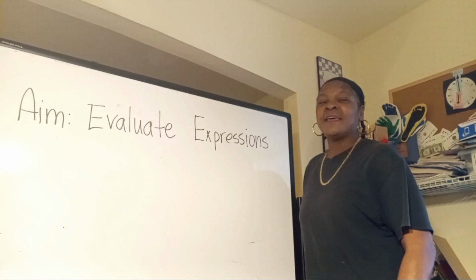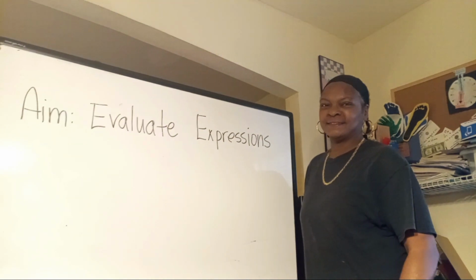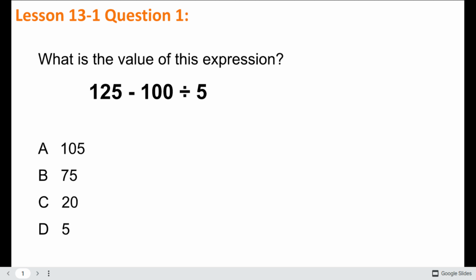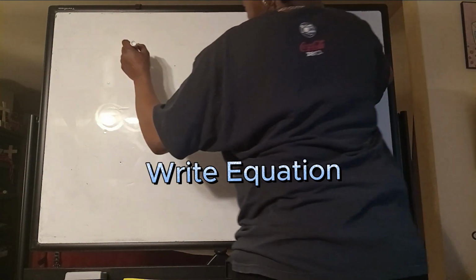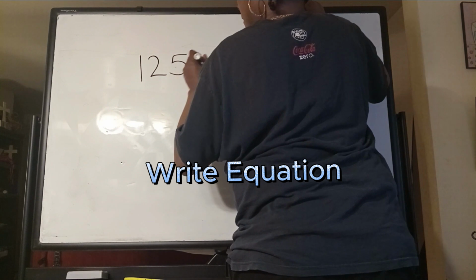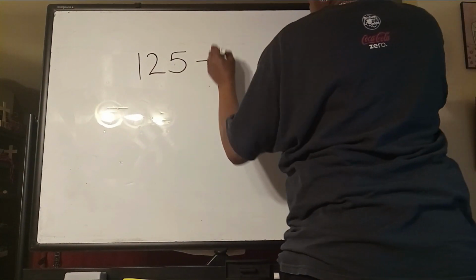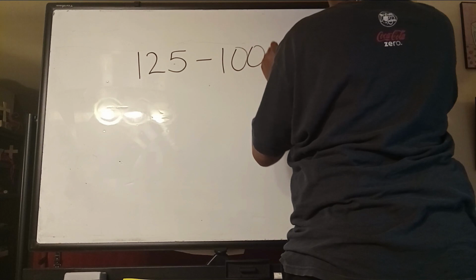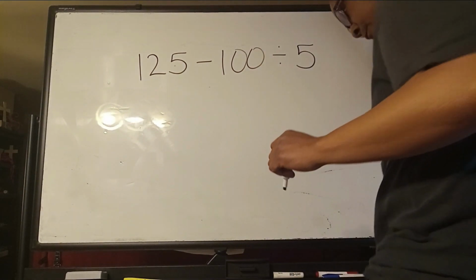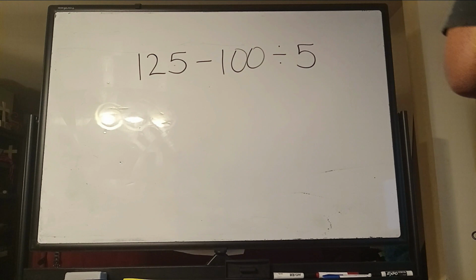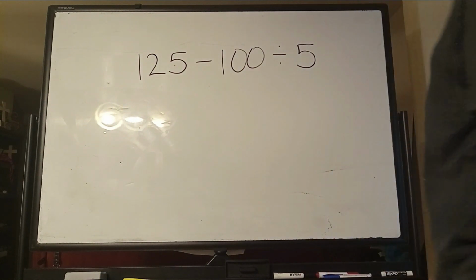Today's aim is evaluating expressions. What is the value of this expression? 125 minus 100 divided by 5. So we are going to write that equation, which is 125 take away 100 divided by 5. All right? So in order to do this, from the rules, we're just going to go over those real quick.